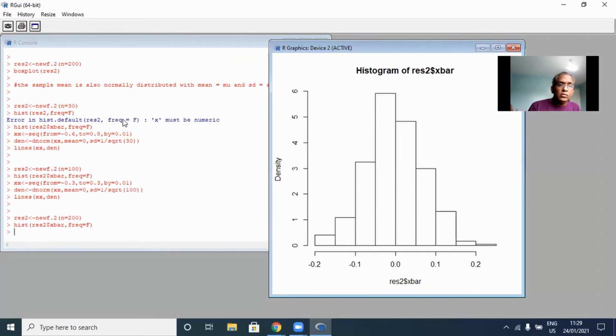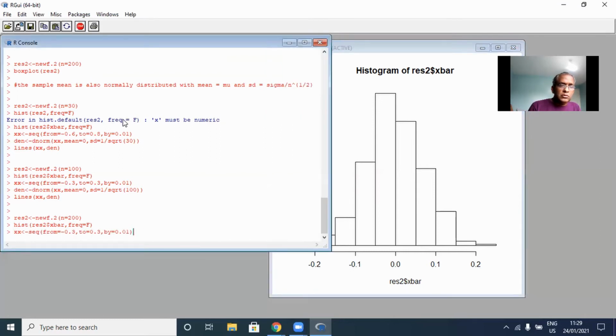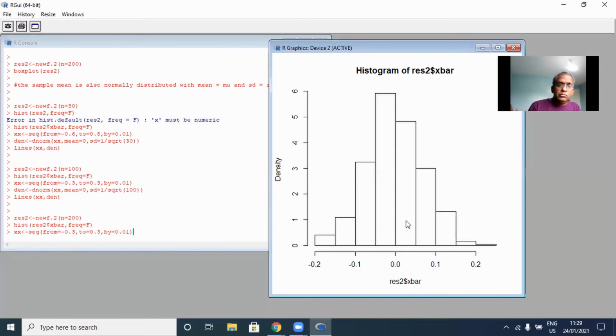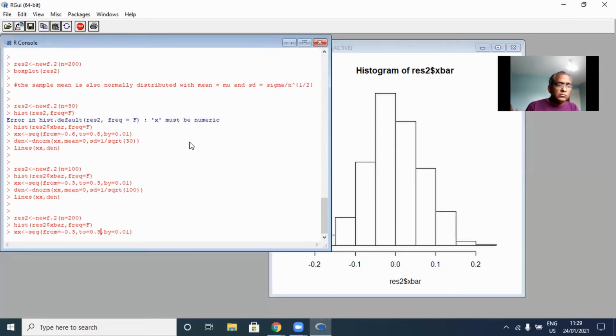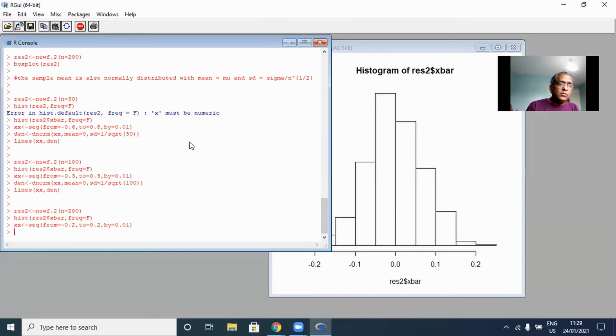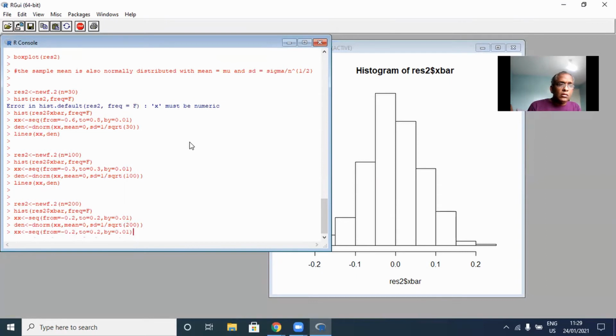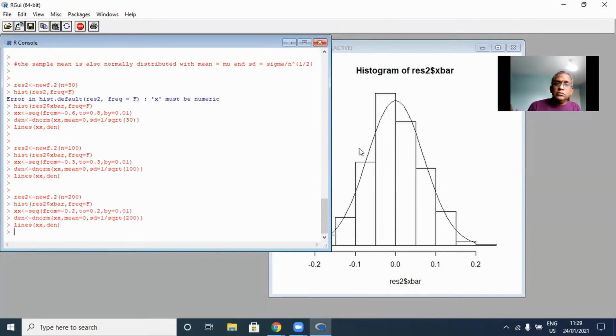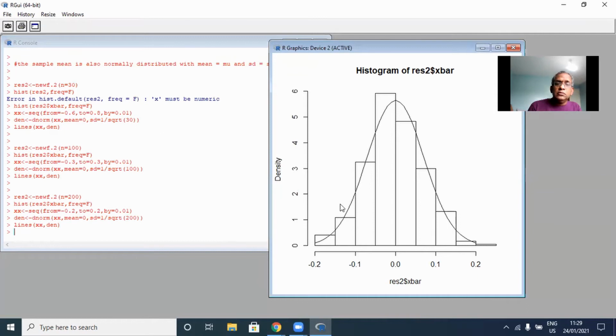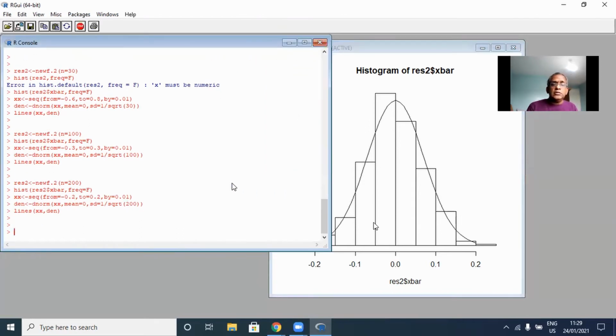Define the x values to go from minus 0.2 to plus 0.2, and define the density values with mean equal to 0, standard deviation sigma by root of n, which is root of 200. And finally, the lines. Again, you see that the normal PDF fits the histogram pretty well. So this is the exercise involving the second of the 4 functions.